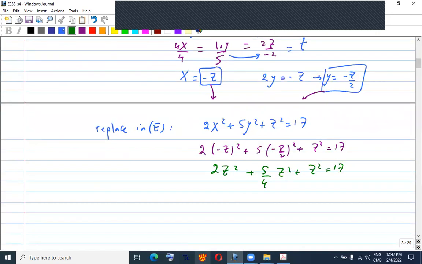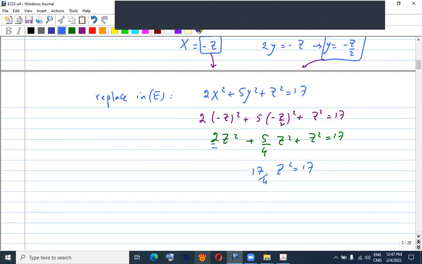You have a calculator. I mean, you can add 2, 5 over 4, and the 1. So it's 17 over 4. Z squared equals 17 over 4, then Z squared equals 4. Do whatever you like, it's a calculator issue. 17 divided by 4. So you have values of Z, right? Plus minus 2. So you get 2 points, by the way, because of the Z.